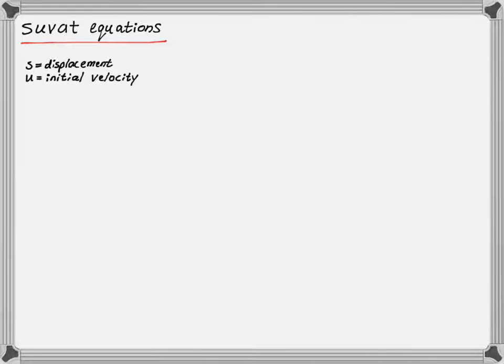Okay, so this is a screencast on linear motion and the suvat equations. These equations of motion, or suvat equations, are called suvat because they involve S, which is displacement, U, which is initial velocity, V, which is final velocity, A, which is acceleration, and T, which is time.